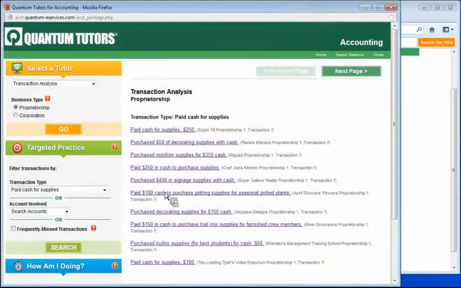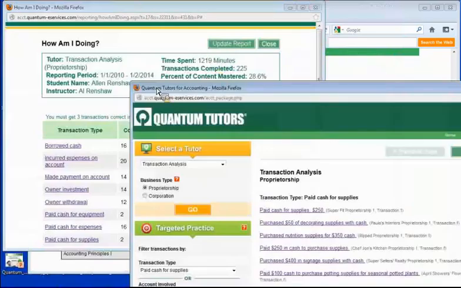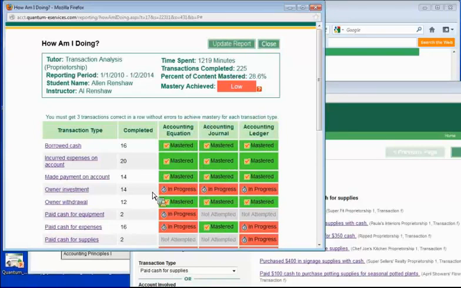targeted practice. So I can go through, work on a few of these, come back in, and then hopefully these will be turned green, and then I can move on from there. So that's what the student experience looks like.